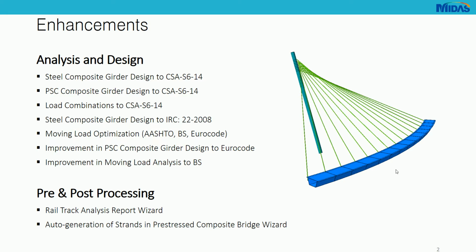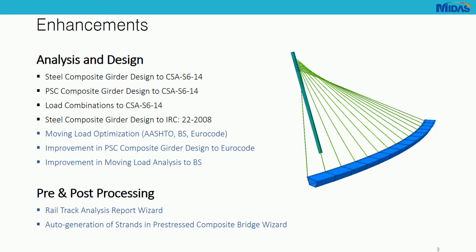Now these are the enhancements that have been added to Midas Civil. The ones that concern analysis and design, a lot of them are for the Canadian standard, for the steel composite girder design, the pre-stressed concrete composite girder design, and some load combinations as per the Canadian standard. And then some steel composite girder design improvements for the Indian code.